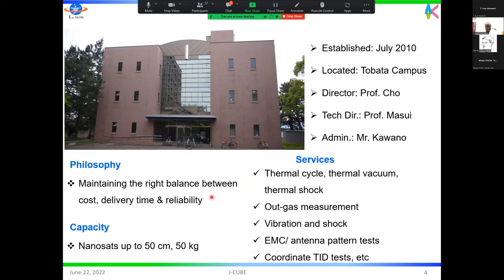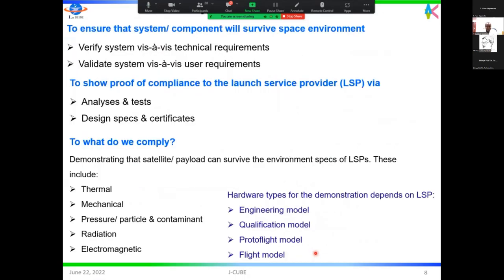And in view of that, the kind of services we offer includes thermal testing, outgas testing, and mechanical test as well, which includes vibration and shock. And then we also have electromagnetic compatibility and antenna pattern tests. And then even though we don't have a radiation source, we can coordinate TID tests for your radiation testing. So why do we test? I think everybody knows why we test. I think the two basic things are for verification and then also for validation.